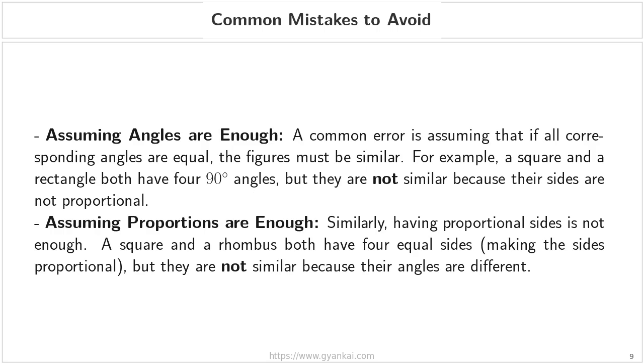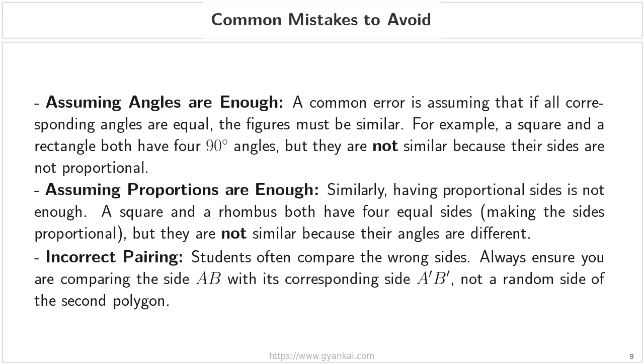On the flip side, do not assume that having proportional sides is sufficient on its own. Consider a square and a rhombus. In a rhombus, all four sides are equal, just like a square, so you could argue the sides are proportional. But a rhombus can have very sharp or very wide angles, whereas a square must have 90-degree angles. Because the angles don't match, the similarity fails.